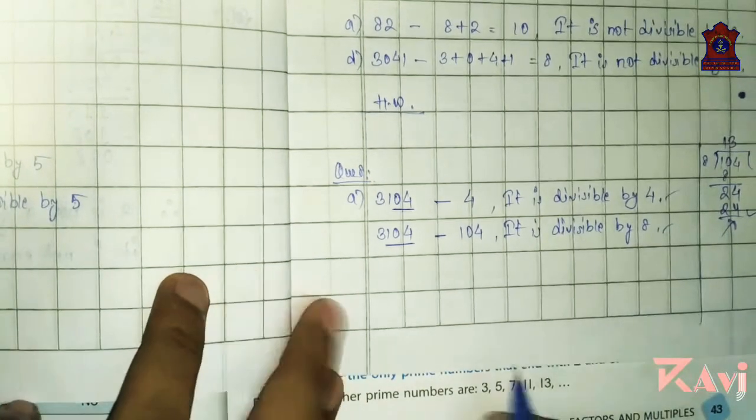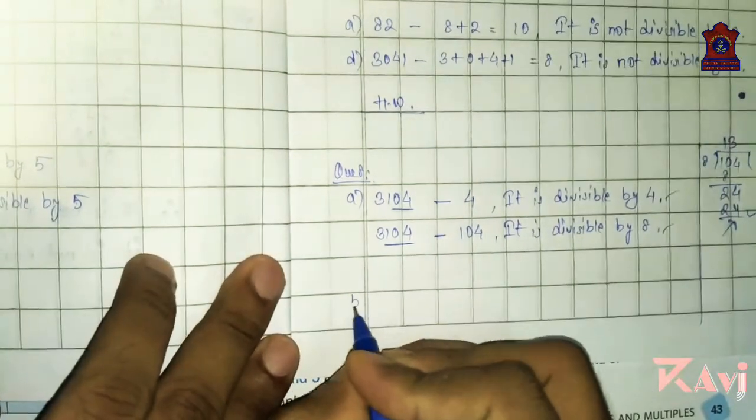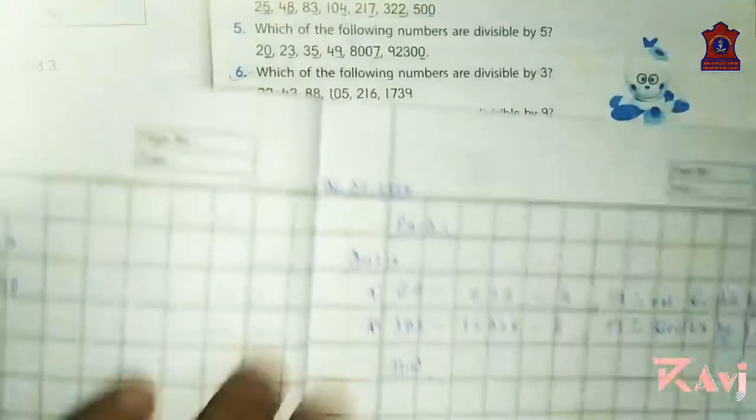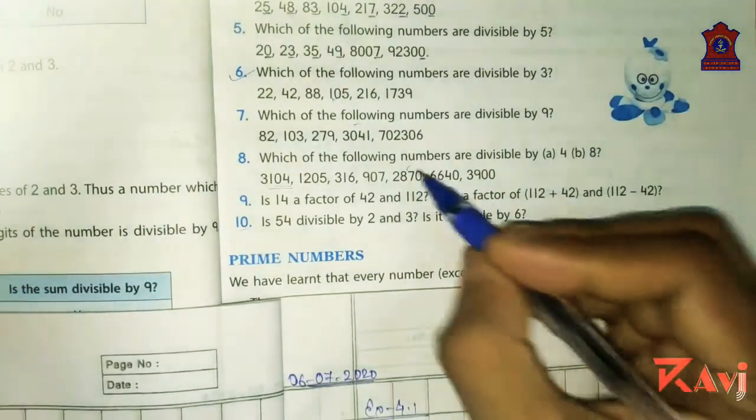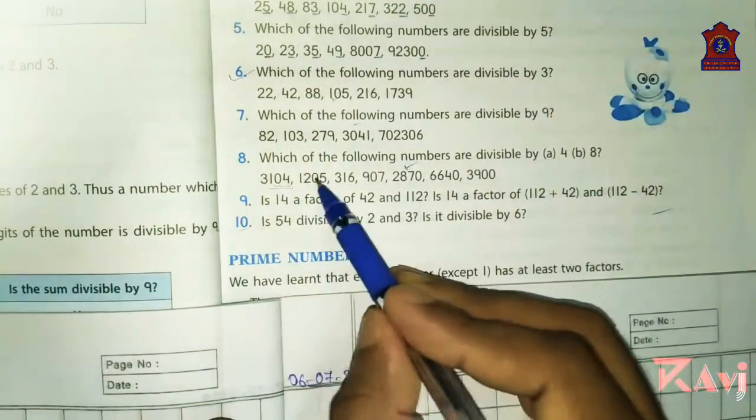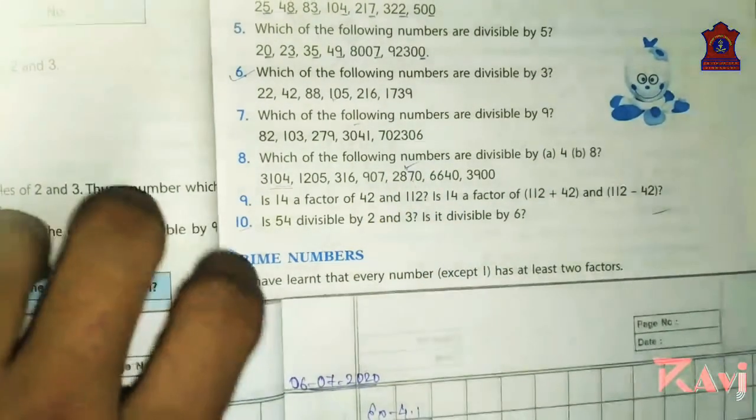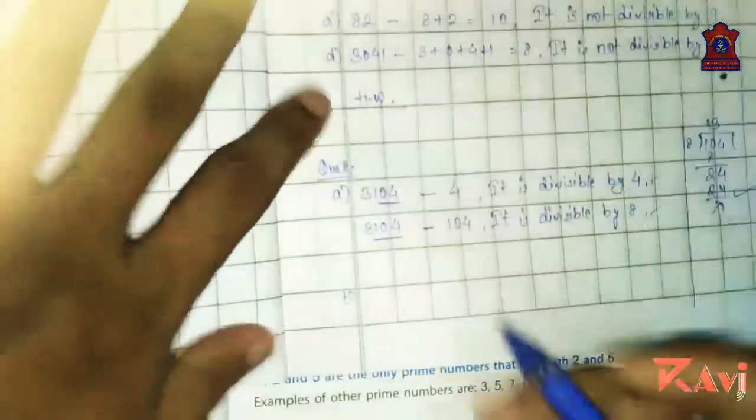Clear? Similarly, one more question we will do. Take this number E, 2870.